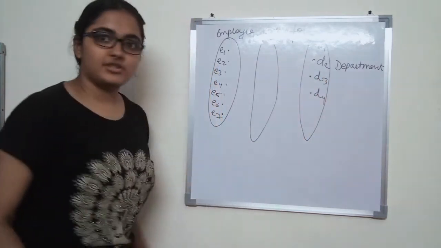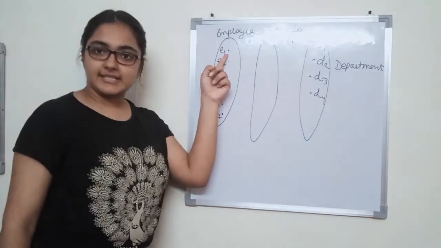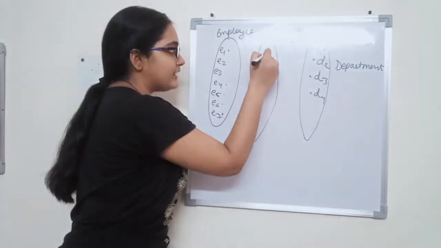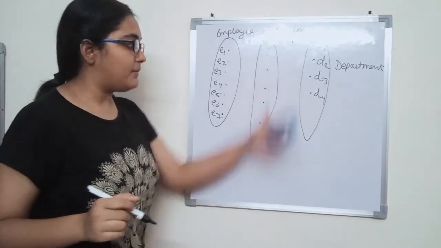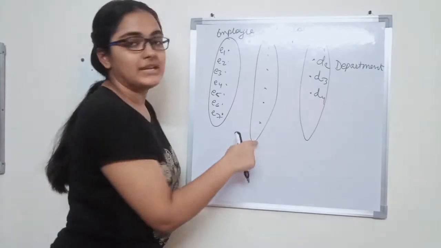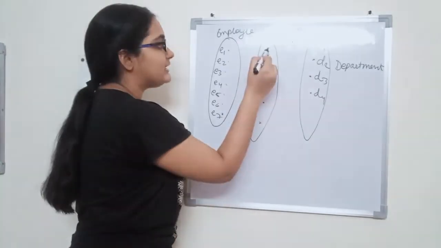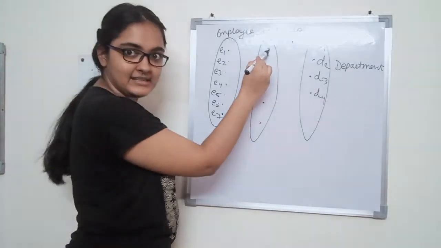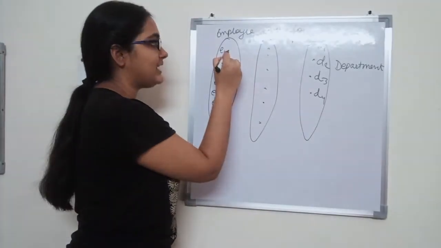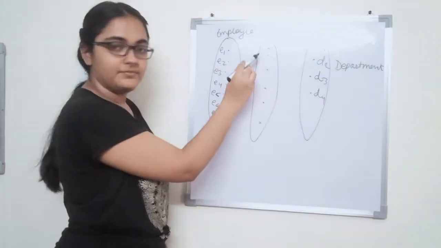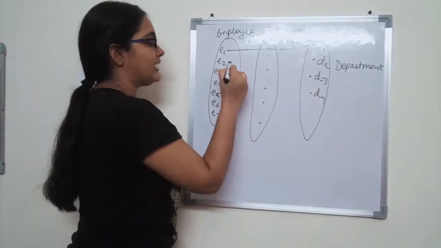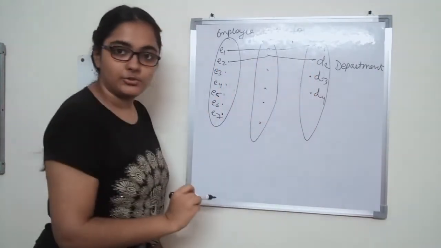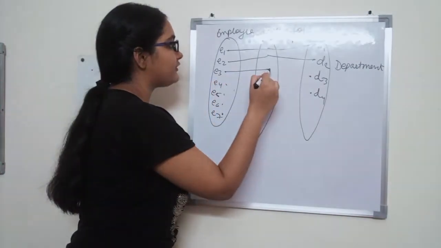So what is a relationship instance? E1 is an entity and these are relationship instances, right? A relationship type is a collection of relationship instances, right? So this particular instance relates exactly one entity from this and one entity from this. Employee E1 works for D1. Now E2, let us say, works for department D2. E3 also works for department D1.